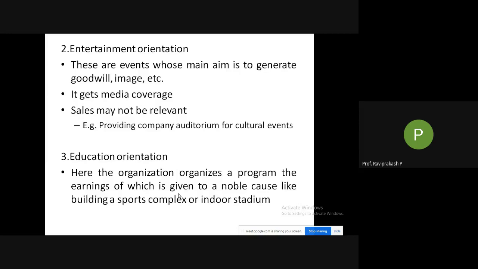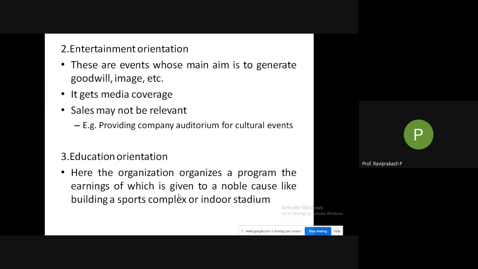Take providing a company auditorium for cultural events. It happens like this for the company employees and others. A particular auditorium of a company could be given for some functions. Here they will not ask any money, or only a very small amount just to take care of the auditorium, like cleaning up. If you do a function there, whatever garbage and dust is generated, to remove that and maintain it, a small cost could be taken. Okay, so only that.